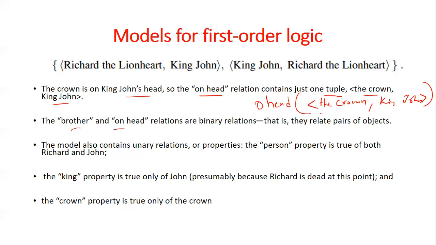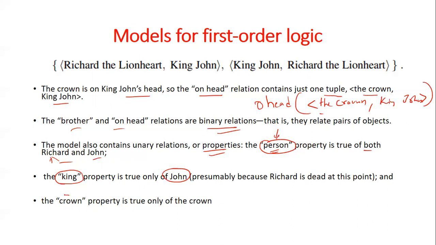The brother and on-head relations are binary relations, which we already discussed. And we have some unary relations. Unary relations are otherwise called properties. So person is a property, and it is true for both Richard and John. And king is a property or a unary relation, which is true only for John.